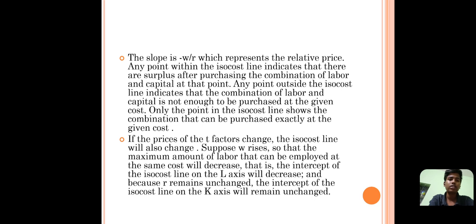If the prices of the two factors change, the isocost line will also change. Suppose W rises, so that the maximum amount of labor that can be employed at the same cost will decrease. That is, the intercept of the isocost line on the L axis will decrease, and because R remains unchanged, the intercept of the isocost line on the K axis will remain unchanged.